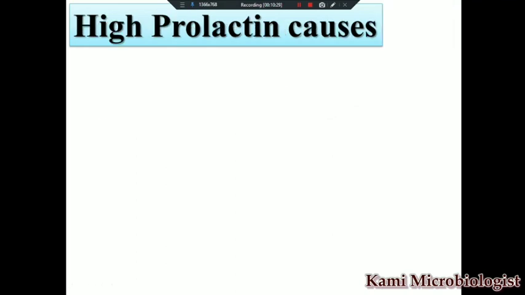Now let's see the main causes due to which the prolactin level gets high in the body. There are different main causes. First of all, we have pregnancy and breastfeeding. When a woman gets pregnant, dopamine, a kind of hormone, is stopped, and in this way the prolactin hormone is increased. Another is breastfeeding. When the baby is sucking the nipples, it activates the pituitary gland, and it secretes the prolactin hormone.